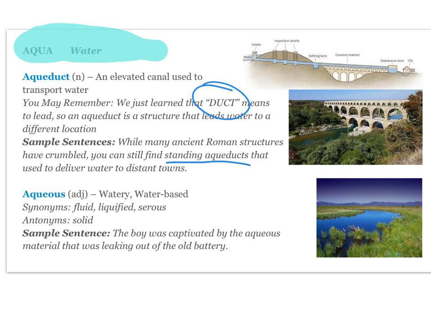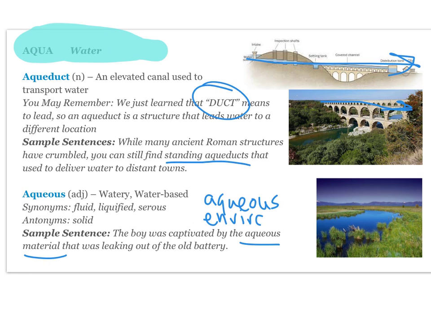And here are some pictures of how the water will go across there, right through there, and it's using just the downhill angles to move water. Aqueous, your next word, means water-based, and the aqueous material is what we get in the sample sentence. Aqueous environment is another really good way to use it. So you would write about a duck living in an aqueous environment or being most comfortable in an aqueous environment. This over here is an aqueous environment or an aqueous area.